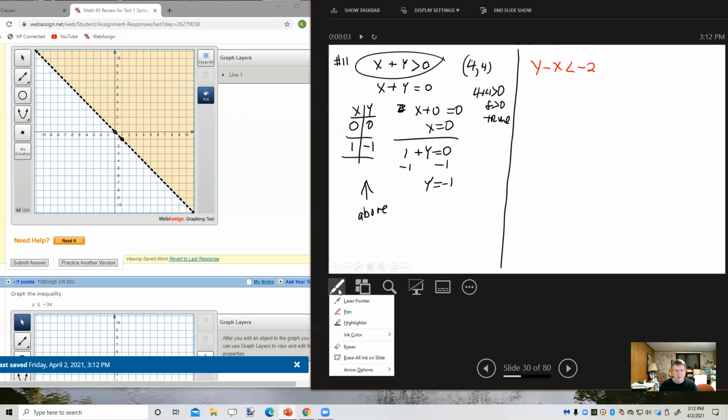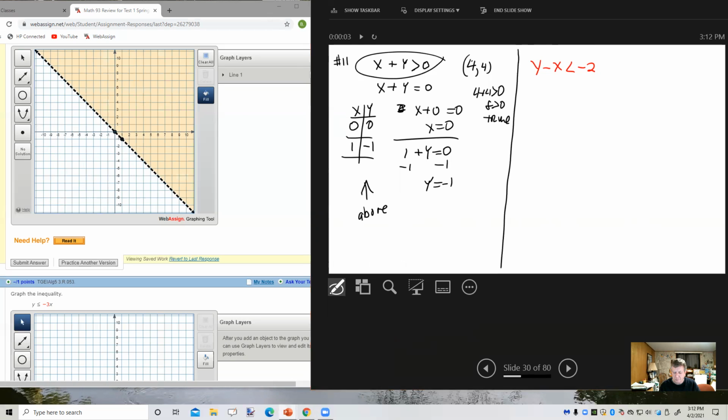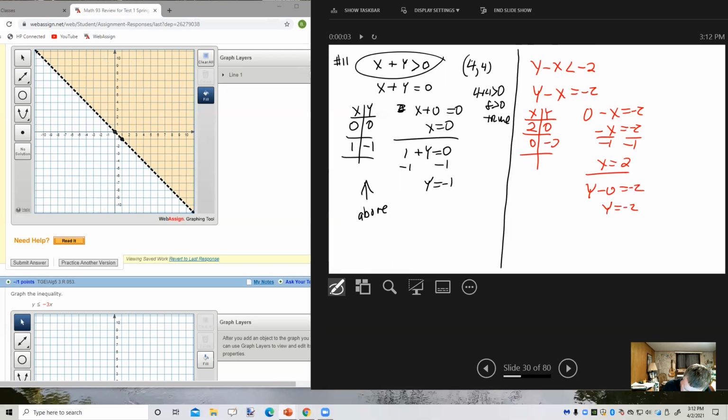Alrighty. Now let's do the red inequality. We'll look at the related equation. I'm going to find a couple of ordered pairs here. If y is 0, I get 0 minus x equals negative 2. Negative x equals negative 2. Divide both sides by negative 1. X equals 2. If x is 0, y minus 0 equals negative 2. So y equals negative 2. Excuse me.